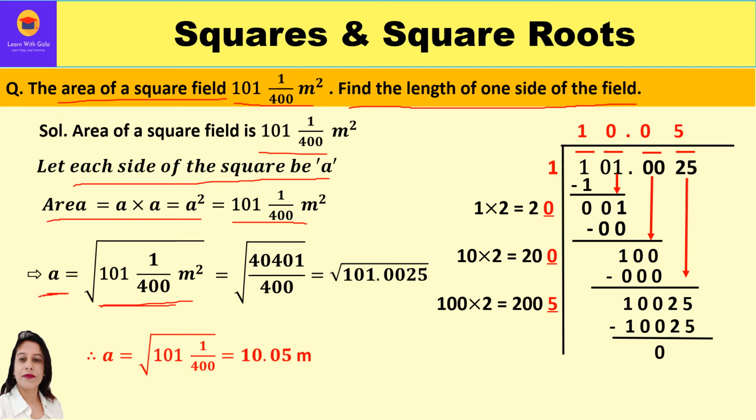Now further let us convert into an improper fraction. So this mixed fraction, 101 into 400 plus 1, we will get 40,401 divided by 400, right? Now further, to solve it by the long division method, let us convert into decimal form. So we shall get 101.0025, right?